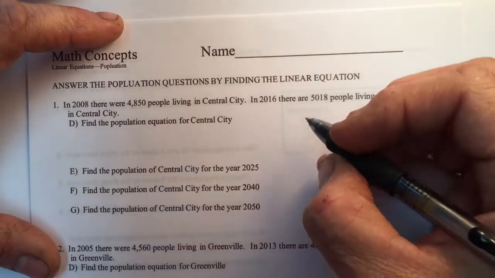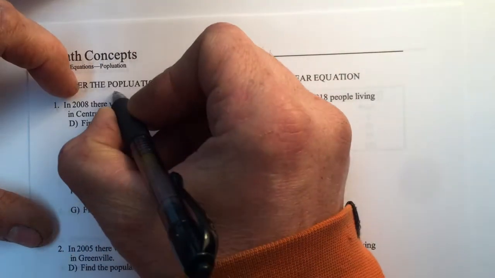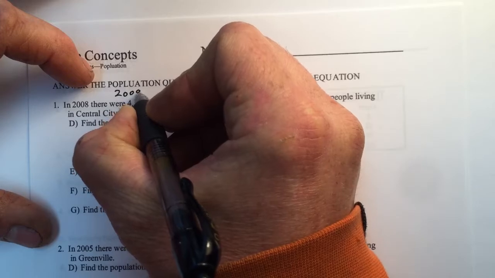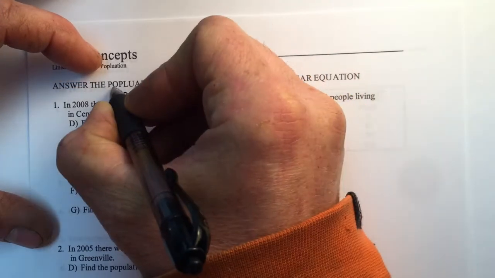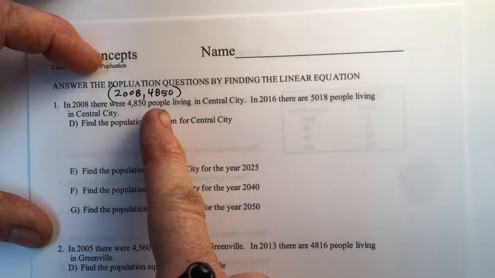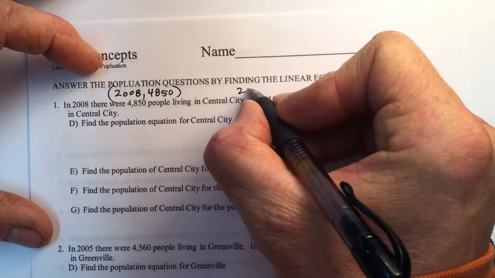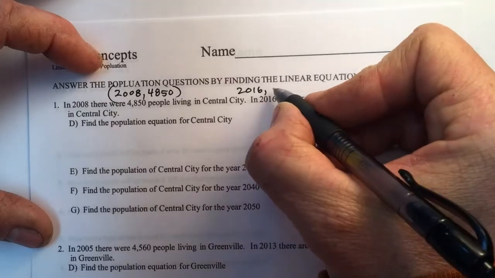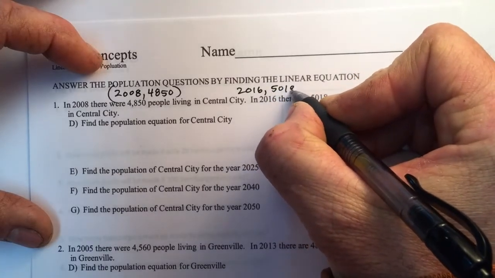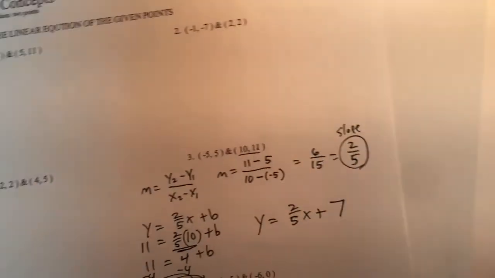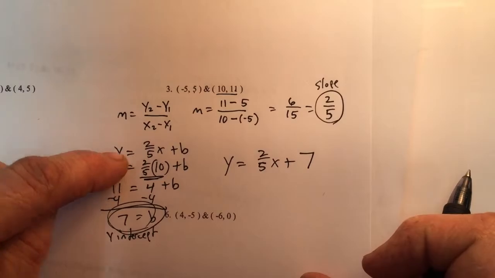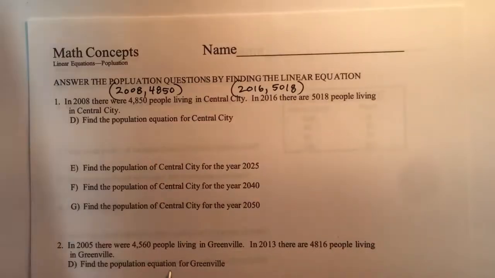Now, here's what you have. In 2008, there was 4,850 people in Central City. That's a point. In 2016, there's 5,018 people living in Central City. And I've got 2 points. It's just like this page here. It's actually just like this problem we just did a minute ago, where I have 2 points. It's just the numbers are bigger.